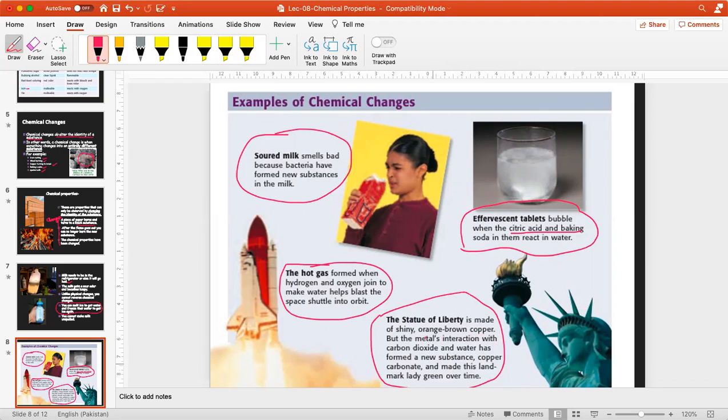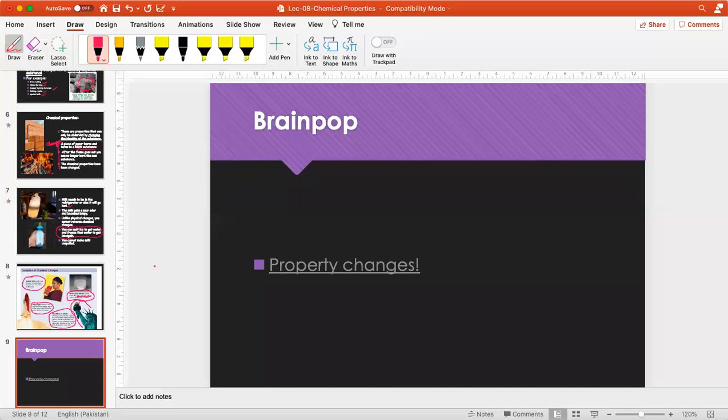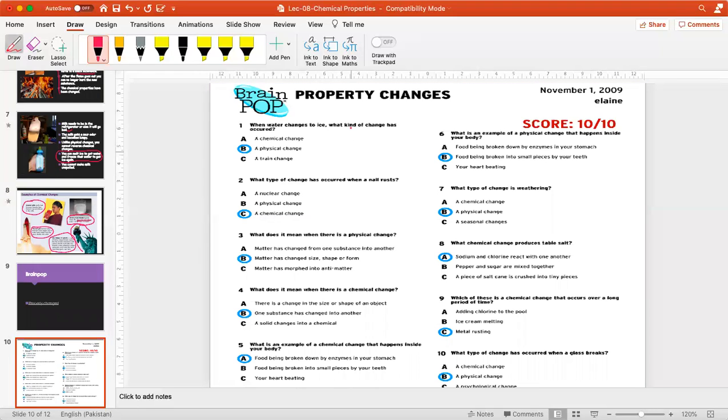of shiny orange-brown copper, but due to the interaction of this metal with carbon dioxide and water, a new substance is formed on the surface of the Statue of Liberty and made this landmark lady green over time. So initially the statue was not green in color; its green color is purely due to the formation of copper carbonate. Okay, so this is a chemical change. So in BrainPOP, what do we conclude? All properties change in a chemical change.